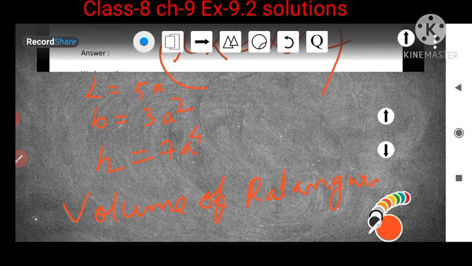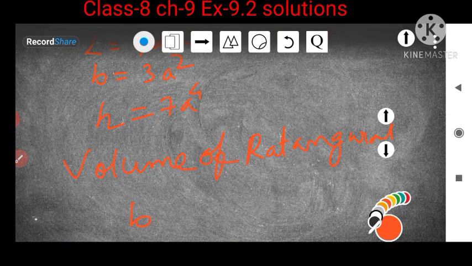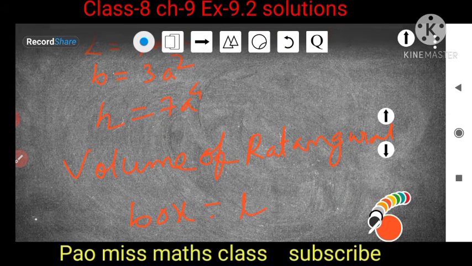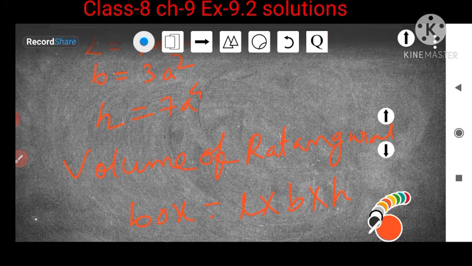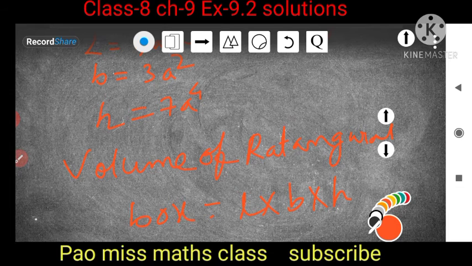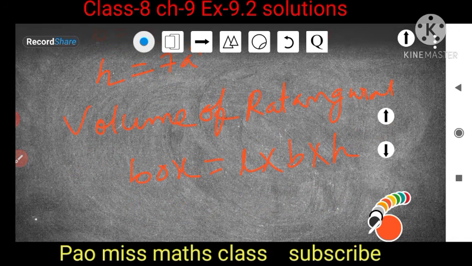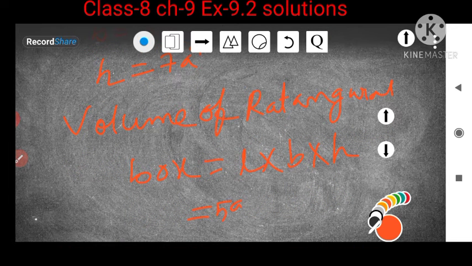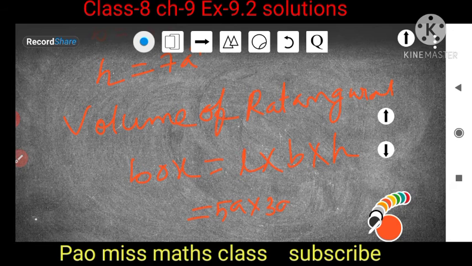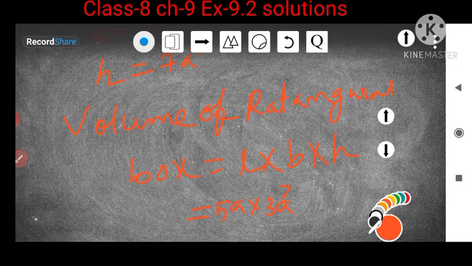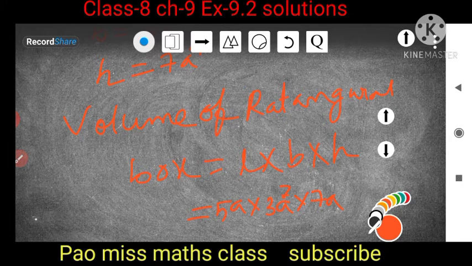Volume of rectangular box equal to length into breadth into height. Okay, so we have to multiply all this. So length is equal to how much? 5a, isn't it? 5a multiplied with breadth equal to 3a to the power 2, and height equal to 7a to the power 4.